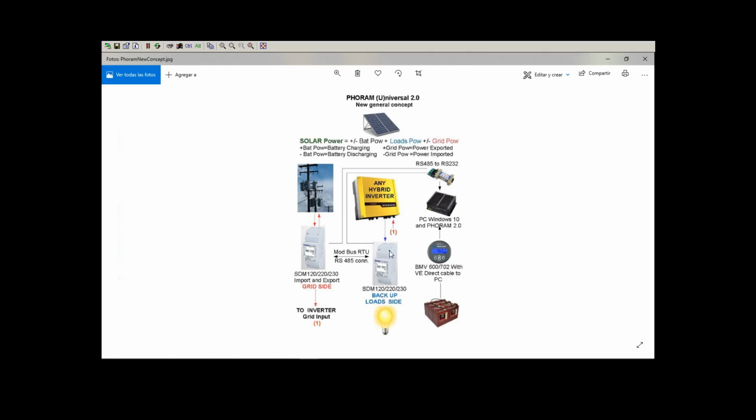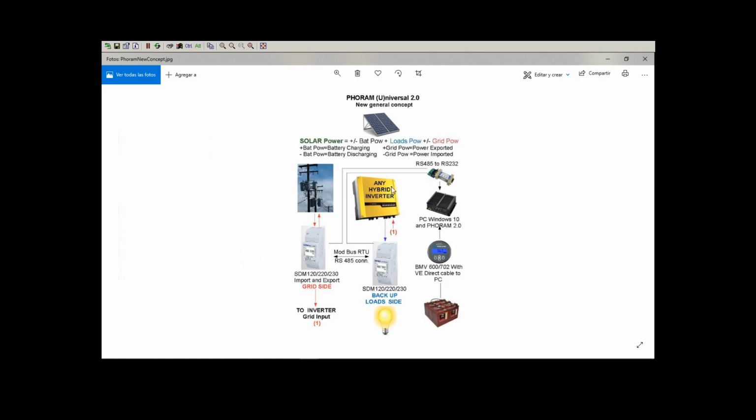3. An RS485 to RS232 converter or RS485 to USB converter. 4. A battery meter brand Victron, models BMV600 or BMV702. 5. A direct PC to USB or RS232 connection cable that connects the Victron meter to a Windows 10 PC. 6. A power inverter of any brand and model.